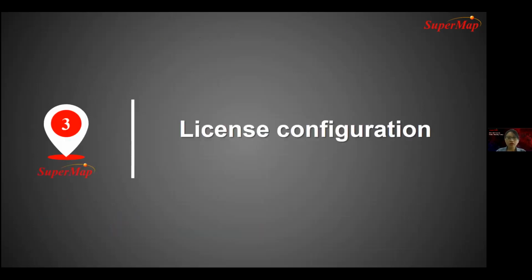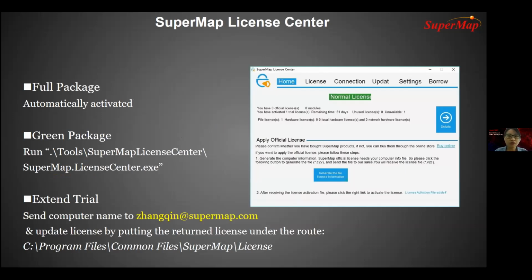And then I'd like to mention the license of SuperMap products. SuperMap provides you a 3 months trial license. So if this is the first time you are going to use SuperMap products, you have 3 months free to use our products. But after 3 months, you can also send your computer name to my email, and then I will update the license for you.